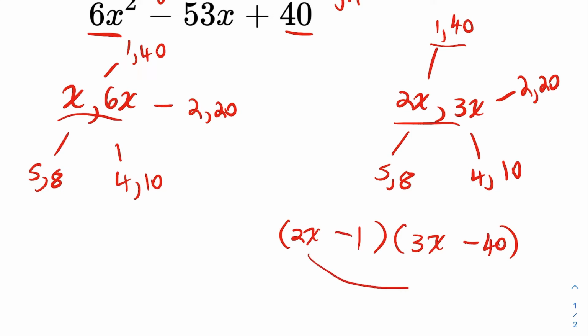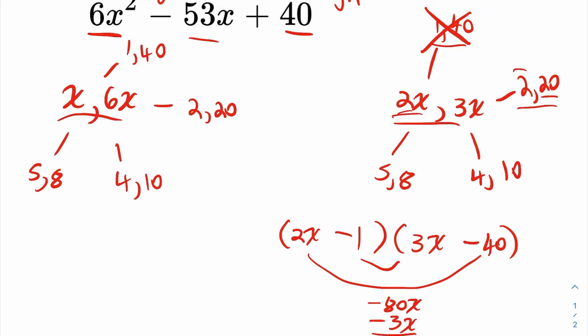When I find the outside product, I get negative 80x. When I find the inside product, I get negative 3x. And when I combine those, I get negative 83x, which is not what I'm looking for. I'm looking for negative 53x. So it turns out that 1 and 40 aren't going to work with 2 and 3. When I look at the next pair, 2 and 20, I can't put 2 with 2 because they have a common factor of 2, nor can I put 20 with 2 because they have a common factor of 2. So I don't have to try 2 and 20 at all.